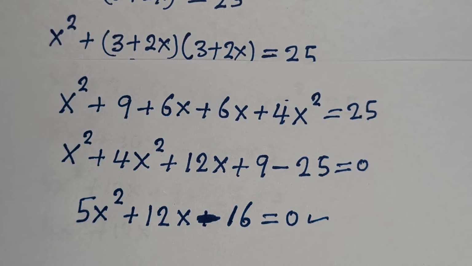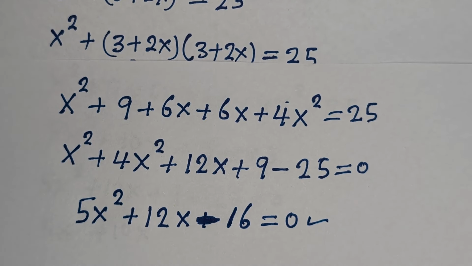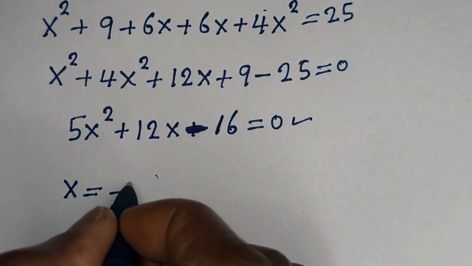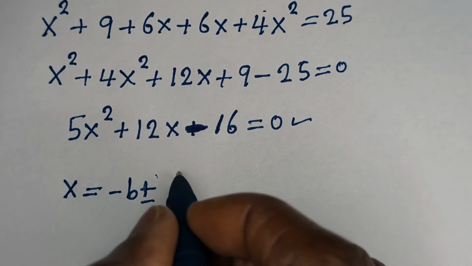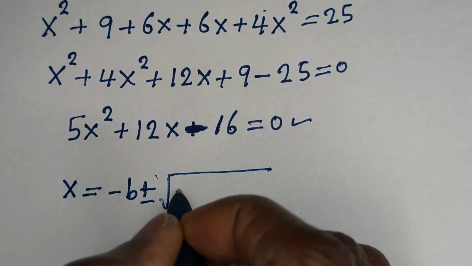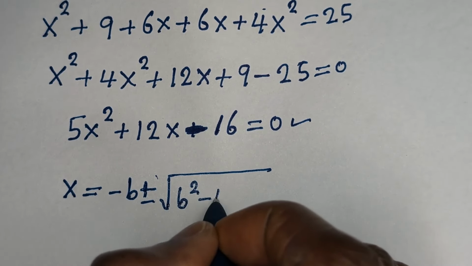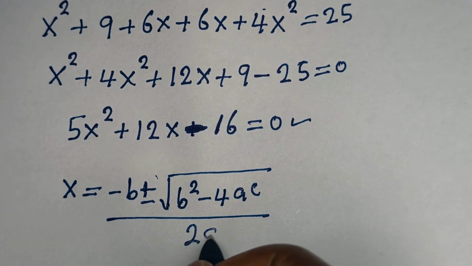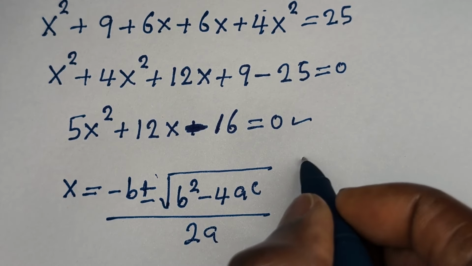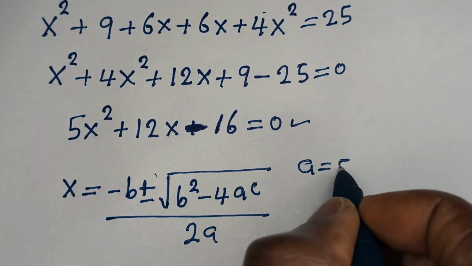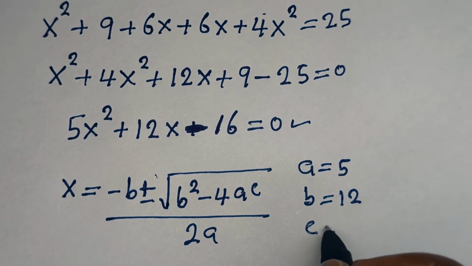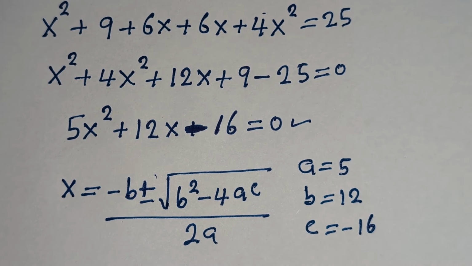This is a quadratic equation. Let us solve this using quadratic general formula. Quadratic general formula is giving us x is equal to minus b plus or minus square root of b squared minus 4ac over 2a. And from this equation, a is equal to 5, b is equal to 12, c is equal to minus 16.